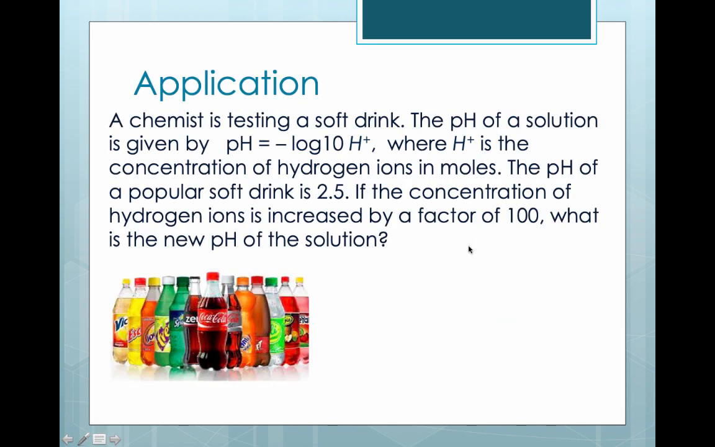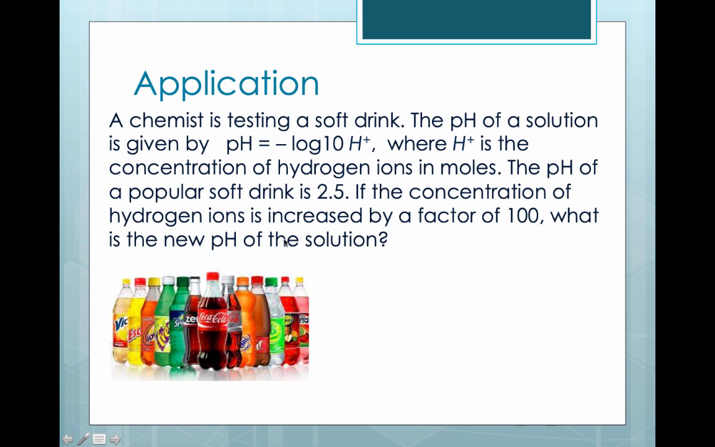A chemist is testing a soft drink. The pH of the solution is given by that, where H positive is the concentration of hydrogen ion in moles. The pH of a popular soft drink is 2.5. If the concentration of hydrogen ions is increased by a factor of 100, what is the new pH of the solution?